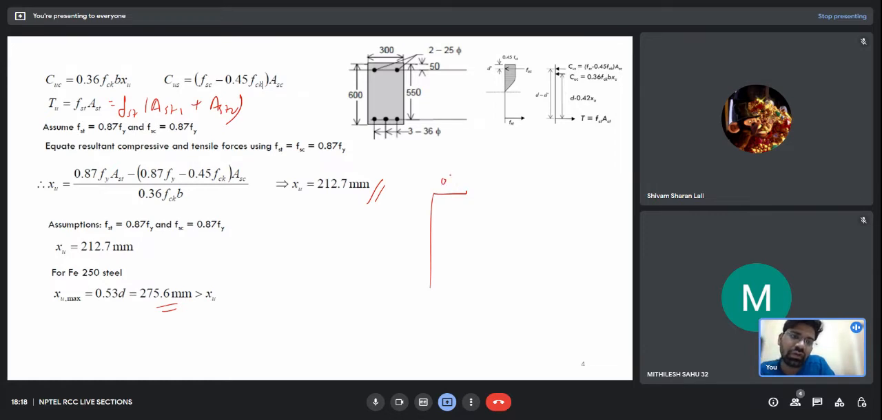So I told you we are always taking the strain in the concrete as 0.0035, and now since XU max is greater and our XU is smaller, it will be something like this. So this is an under reinforced section because the strain in the steel is more than the ultimate limit strain in the concrete, or the crushing strain in the concrete. So whatever assumption we took previously, 0.87 fy, that is true for the steel which is present in the tensile zone.